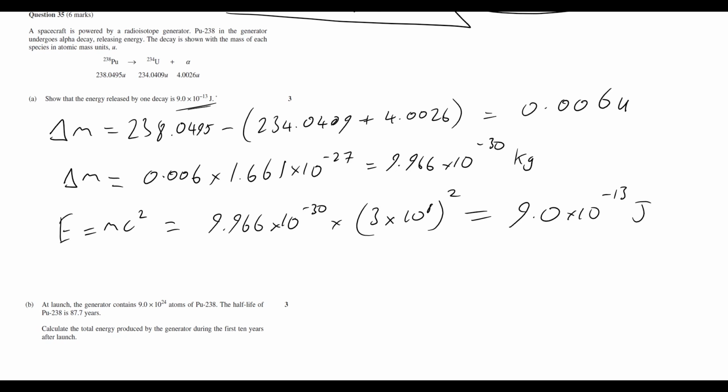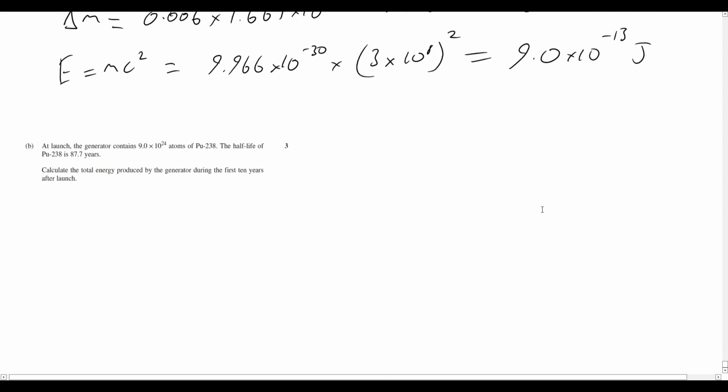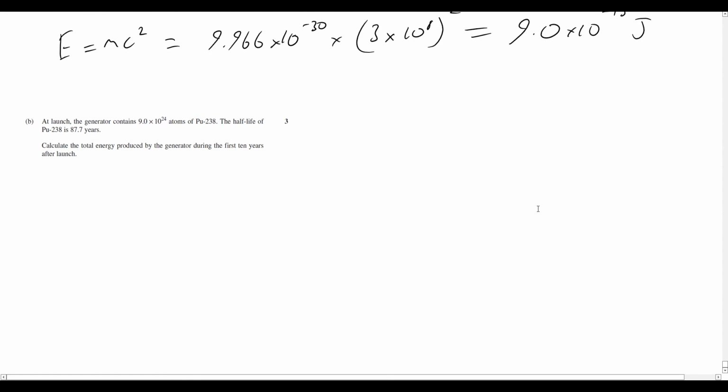So now on to part B, the very, very final question on the 2021 HSC Physics exam. We finally made it. So it says, at launch, the generator contains 9.0 times 10 to the 24 atoms of Pu-238. The half-life is 87.7 years. So we need to calculate the total energy produced by the generator during the first 10 years after launch.